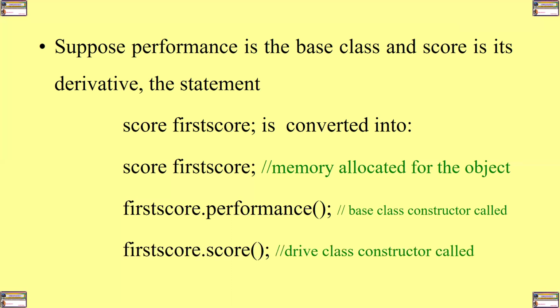We can also call the derived class constructor as follows. firstScore.Score.